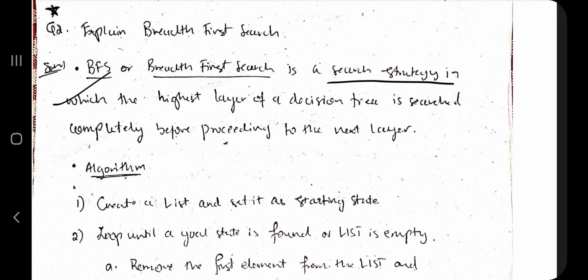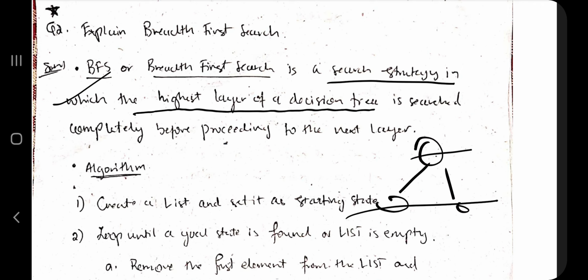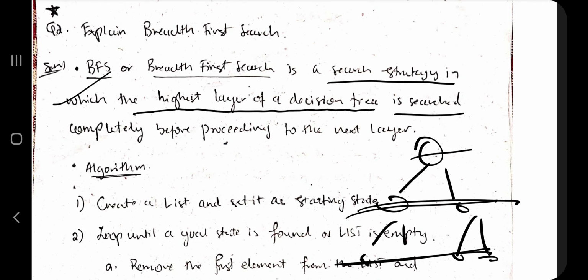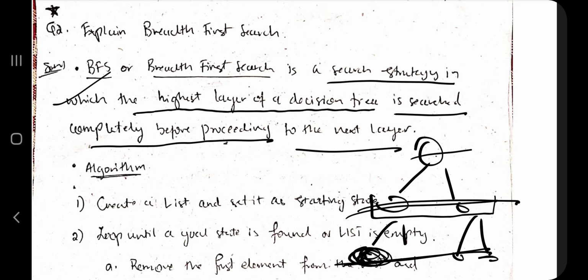Breadth first search is a search strategy in which the highest layer of the decision tree, which one is the highest layer? This is the highest layer. Next highest layer is this one. Next highest layer is which one? This one, right? So the highest layer is searched completely before proceeding to the next layer. We cannot search this node unless all the nodes in the above layer are already searched. Fine, this is the main concept you need to keep in mind.